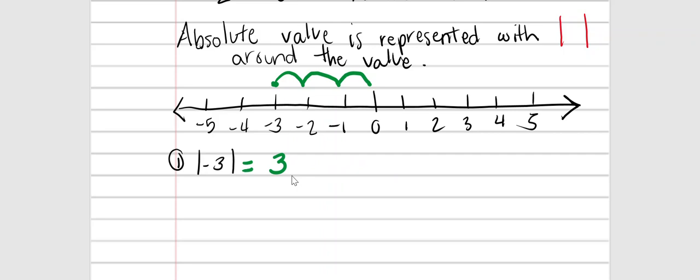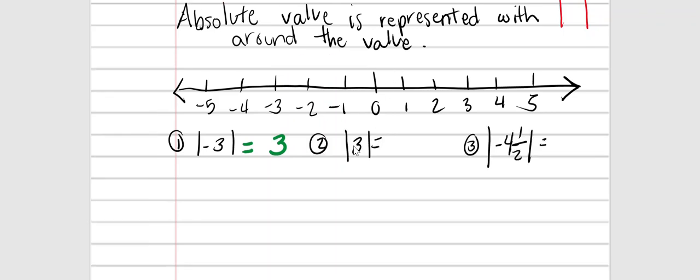Distance is always judged being positive. So any absolute value problem that you're given, the outcome is going to be positive. Now let's look at the absolute value of +3. So use your number line, put a dot on +3, and let's count how far it is from 0. 1, 2, 3. So the absolute value of 3 is 3.